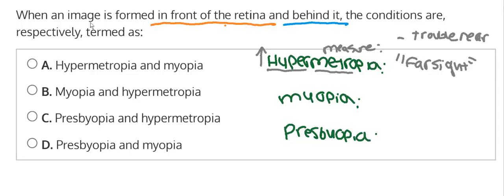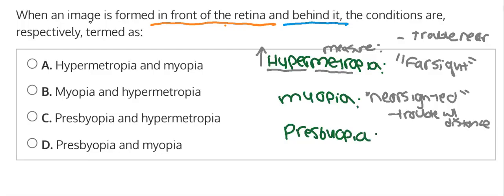Myopia is the opposite of hypermetropia, and this would be nearsighted. So nearsighted, so they could see well up close, but they have trouble with distance. So trouble with distance. So if something's very far away, it will be more difficult for them to see it. So just separate these terms.